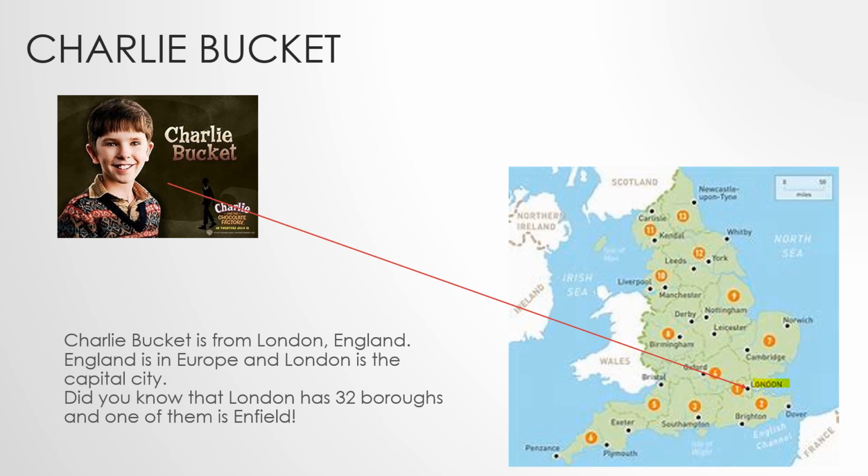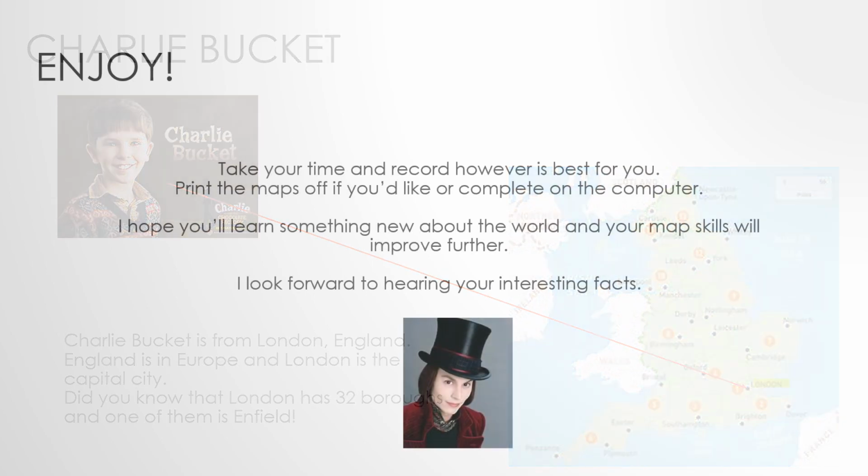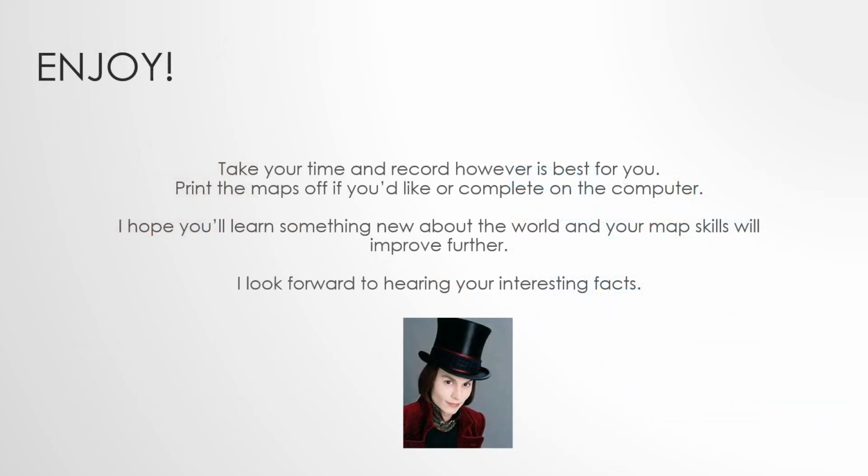So I found a fact about London rather than England. Charlie Bucket is from London, England. England is in Europe, and London is the capital city. Did you know that London has 32 boroughs, and one of them is Enfield? Very exciting. I'm sure you all knew that already. Okay, so that's just how I would do it.